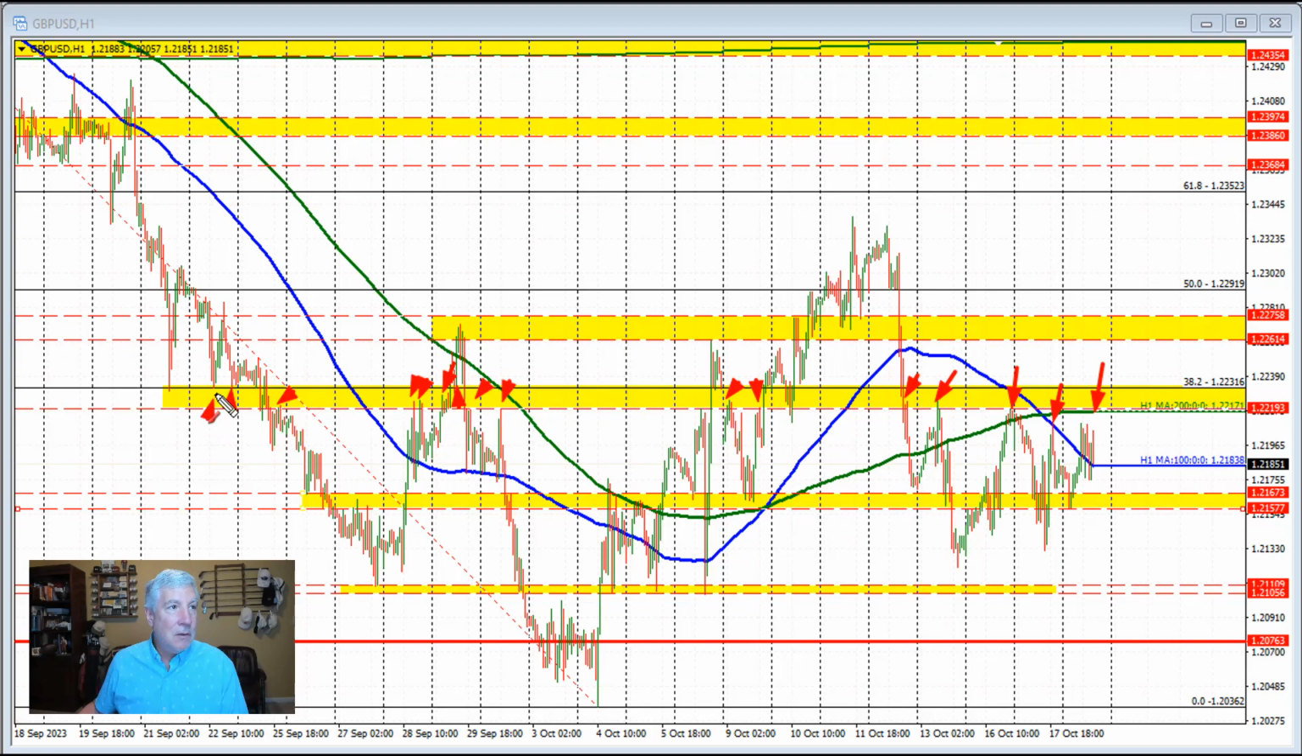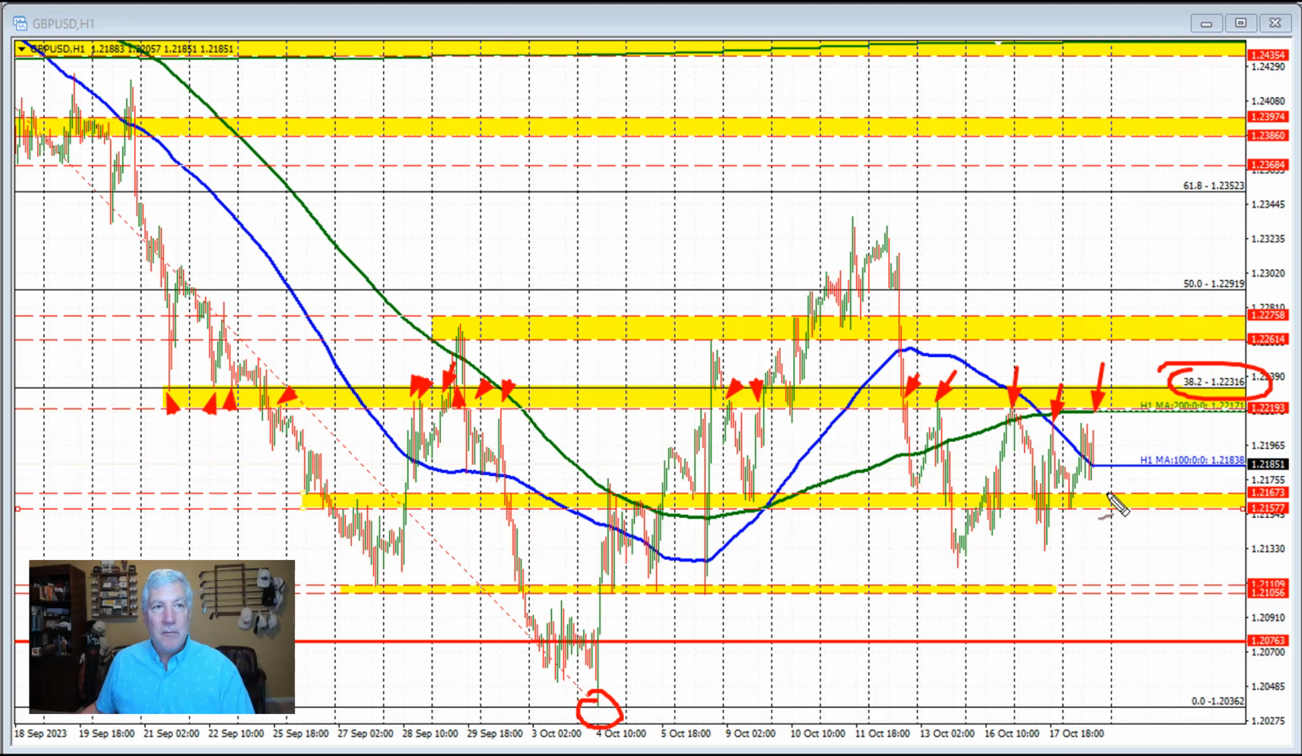All these levels form this swing area, which also encompasses the 38.2% retracement of the move down from the September 10th, 11th or 12th high to the low price that we saw in the month of October. The 38.2% comes in at 1.22316. Ultimately, if the price is going higher in this pair, we need to get above both the 200-hour moving average and the 38.2% retracement to increase the bullish bias. Okay, that's from a technical perspective.